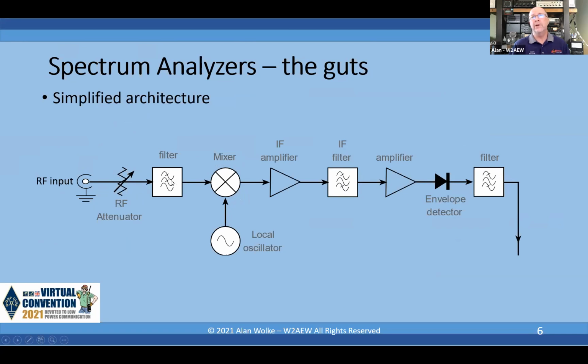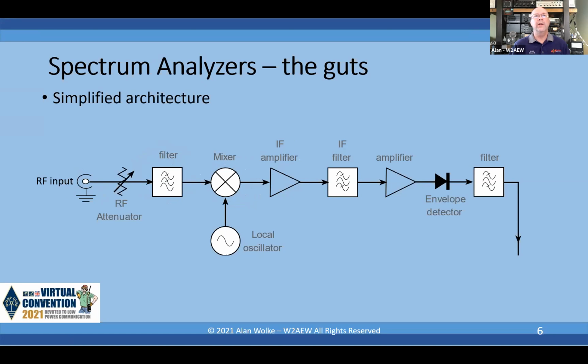In many cases, not all cases, there will be some pre-selection filtering ahead of the mixer. This could be in the form of block filters that get switched in depending on what frequency you're operating at. It could be just a low pass filter to minimize the image generation out of the mixer. It might be a tracking bandpass filter or pre-selection filter. There's always at least one mixer, and generally there are many more, a couple more conversion stages in a real spectrum analyzer, but this is again a simplified block diagram.